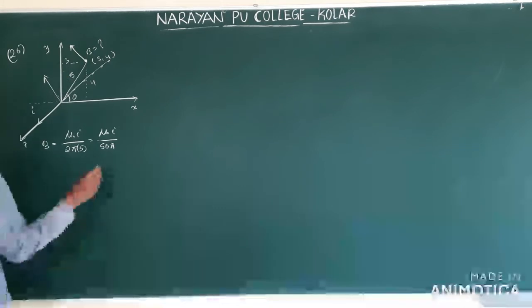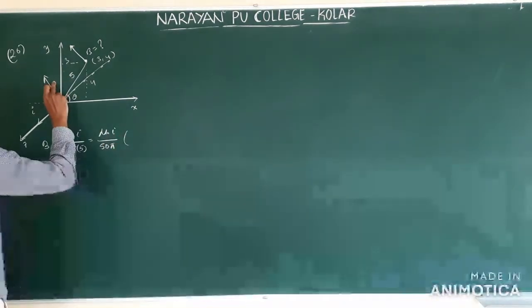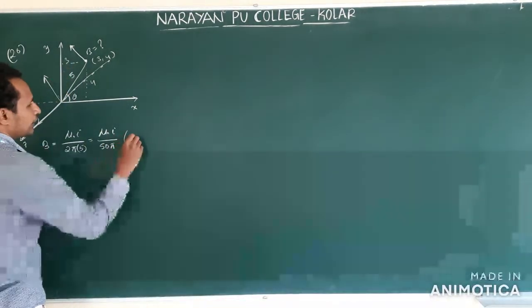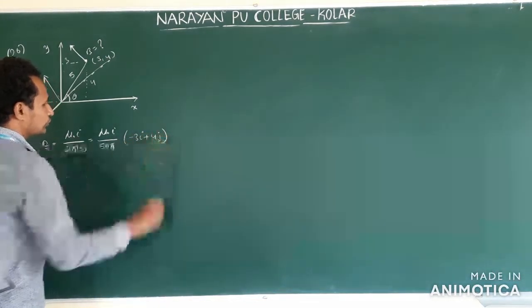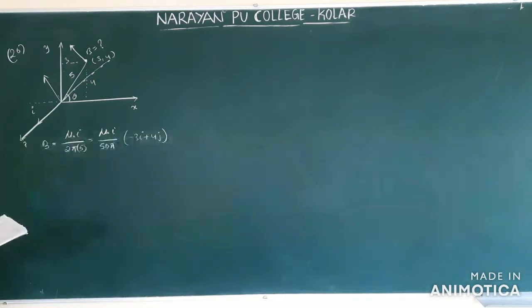So how can we write this? Negative x-axis, positive y. So minus 3i plus 4j. Clear? This is one method.